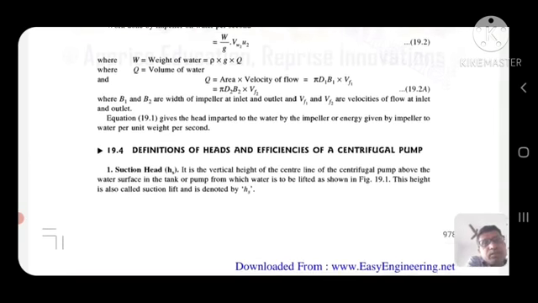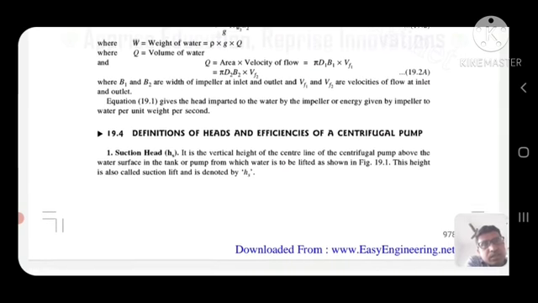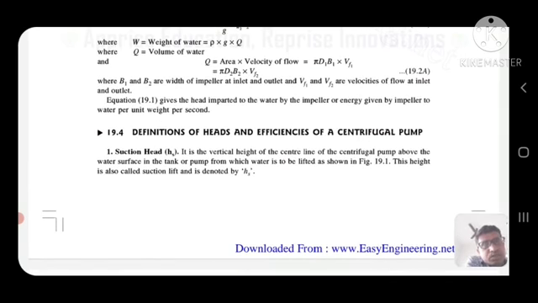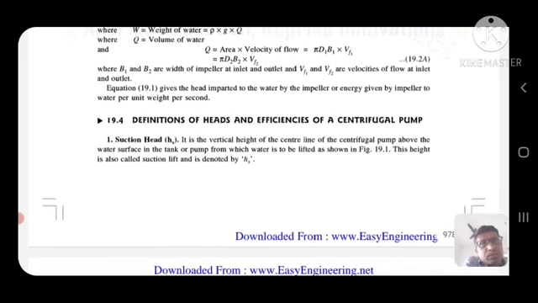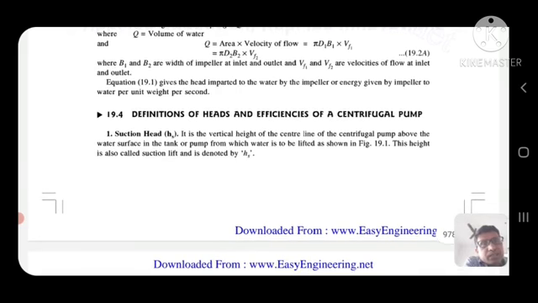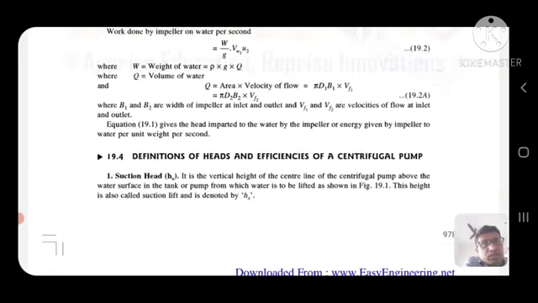W is the weight of the water, Q is the volume of the water. Q is equal to area into velocity of flow, pi d1 b1 into Vf1, that is equal to pi d2 into b2 into Vf2, where b1 and b2 are the widths of the impeller at the inlet and outlet, and Vf1 and Vf2 are the velocities of flow at inlet and outlet.